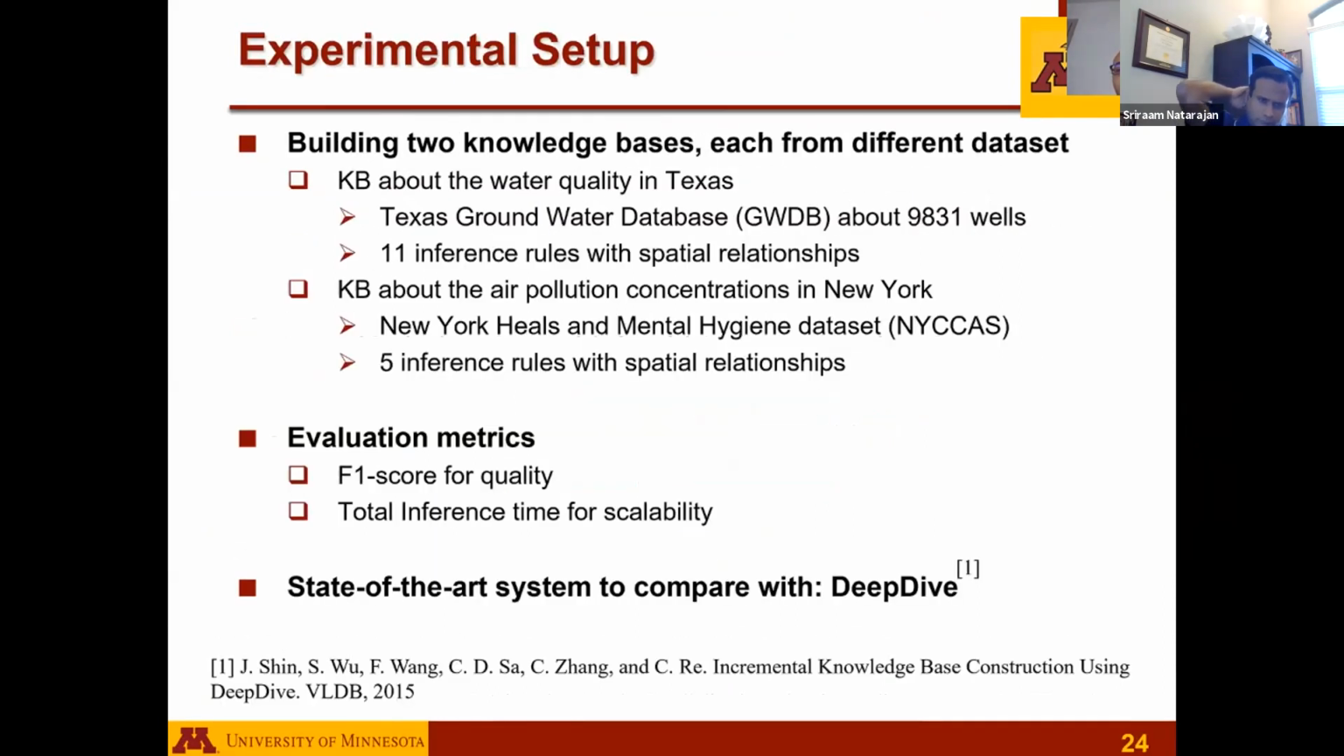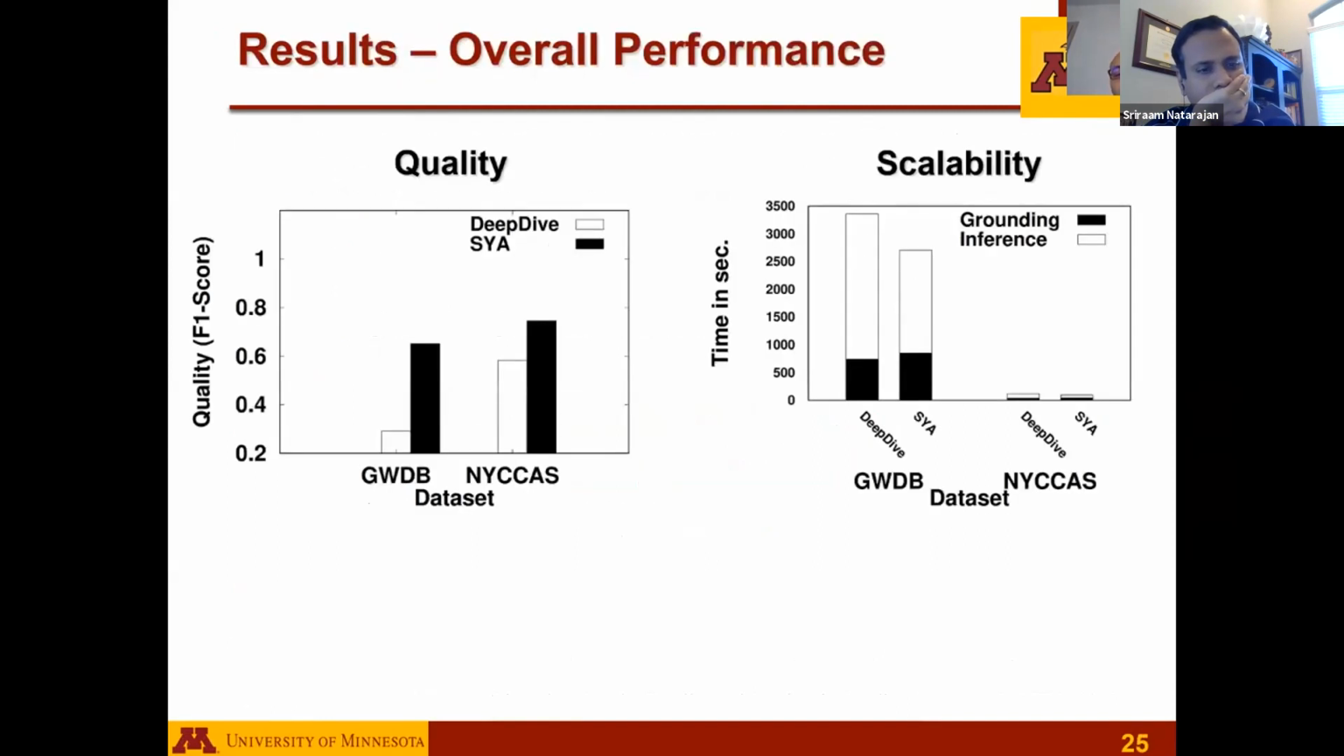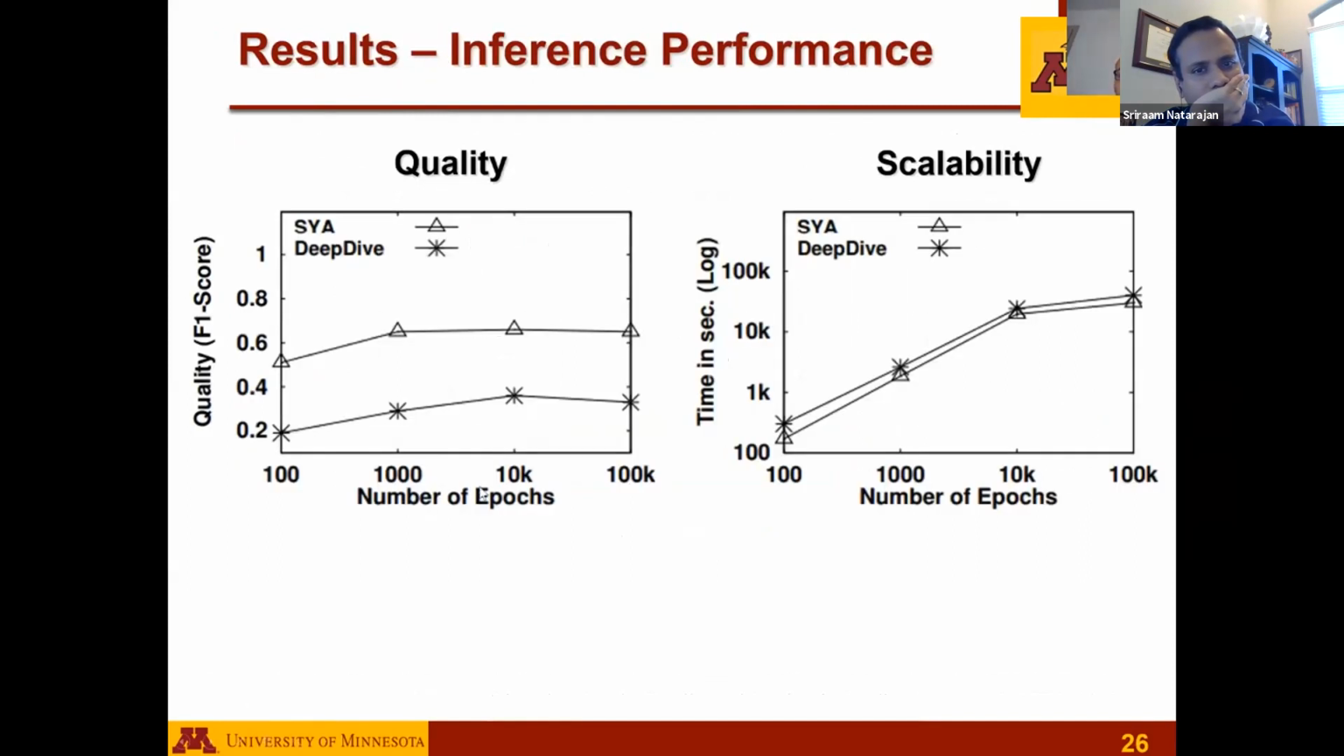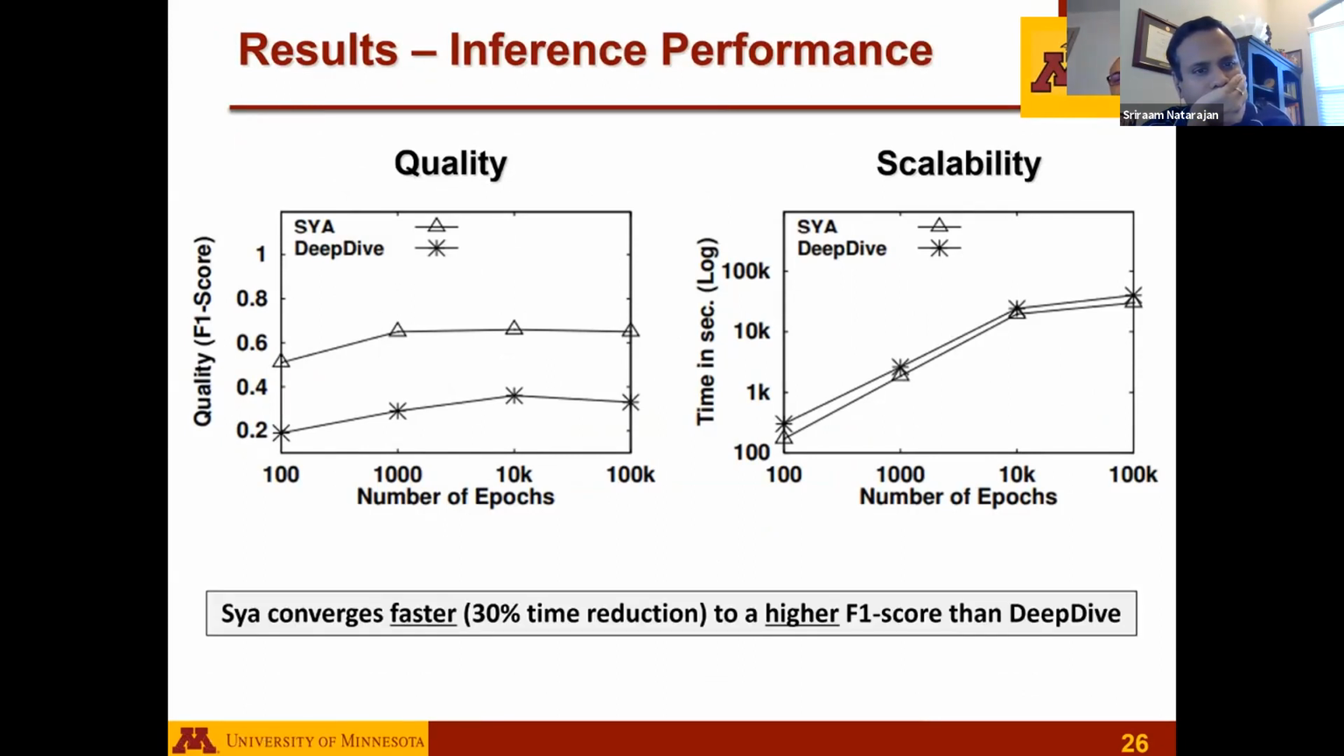For the experimental setup, we evaluated our knowledge base construction system Sya using two knowledge bases. And we reported both F1 score and total time for scalability. And we compared our system with DeepDive, the vanilla DeepDive. As you can see here from the overall performance, we can achieve almost 2 times accuracy over DeepDive and a little bit performance gain in terms of scalability. And also for the inference, we can achieve faster convergence for the spatial Gibbs sampling approach compared to the vanilla Gibbs sampling used inside DeepDive.